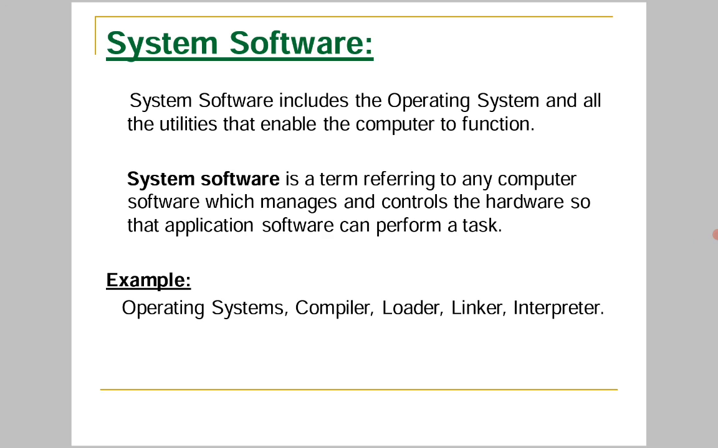So generally system software means the operating systems. System software is nothing but it is an operating system or OS, including all the tools, utilities, all the programs related to operating system. So generally what is an operating system? Operating system is a system software which is loaded into the computer when you first switch on or power on the computer.